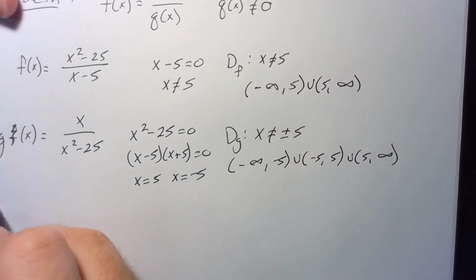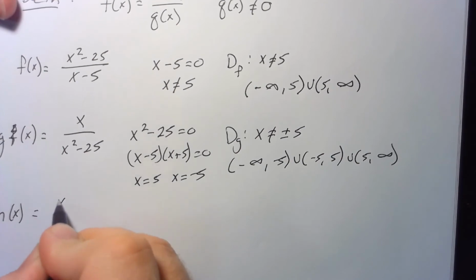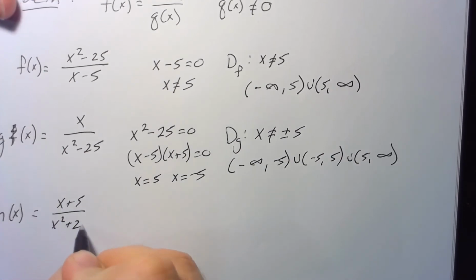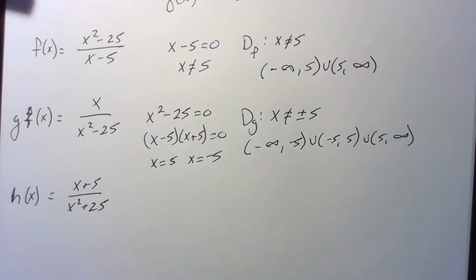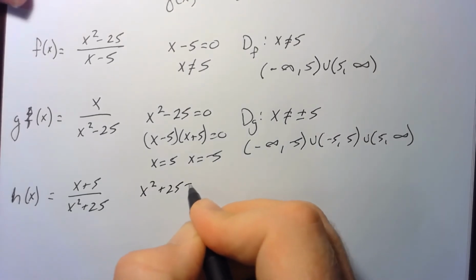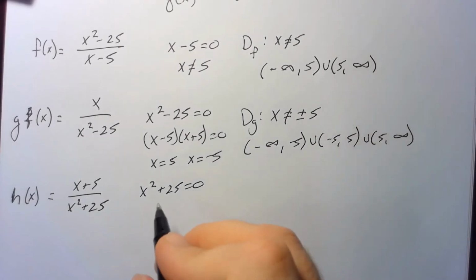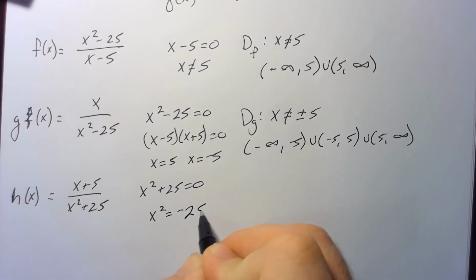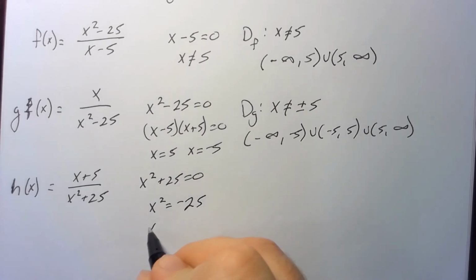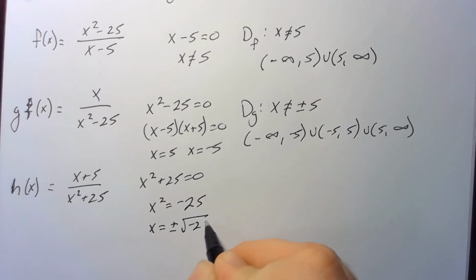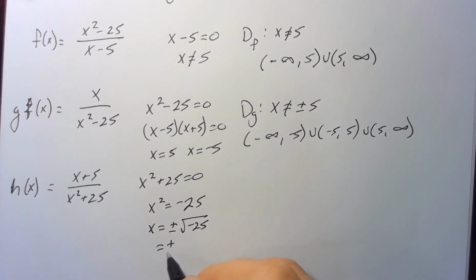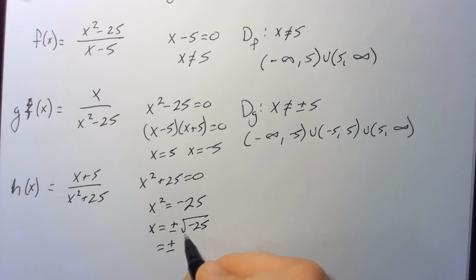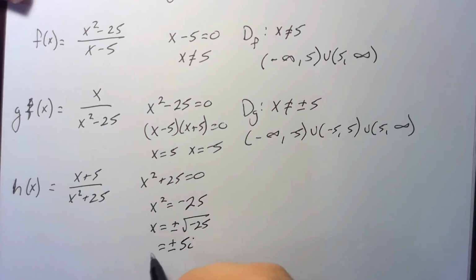For the last example, h of x, we'll look at x plus 5 divided by x squared plus 25. In this particular example, the denominator that we set equal to 0 will not give us any real numbers. If I use the extract the square root method, I subtract the 25 from both sides, giving me negative 25 equals x squared. I will then square root both sides, giving me x is equal to plus or minus the square root of negative 25, and therefore the negative will come out of the radical, giving me an i, and the 25 will come out of the radical, giving me 5, so 5i. So x equals 5i are the values that I can't select.